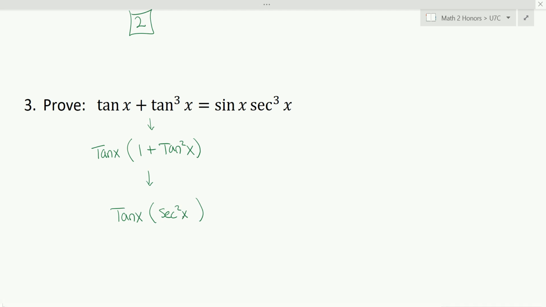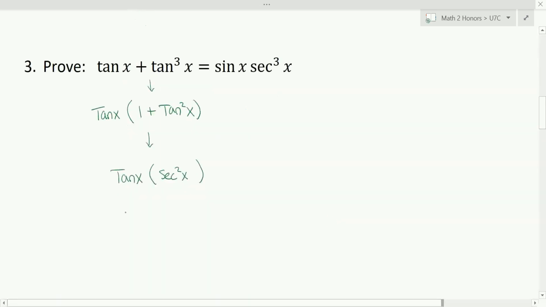Now, we need to make the left side still look like the right side. But now, what we did in doing this, we went from 2 terms to 1 term. So now we're down to 1 term, and that's what we want. What would be another good tip? What would you guys do next?